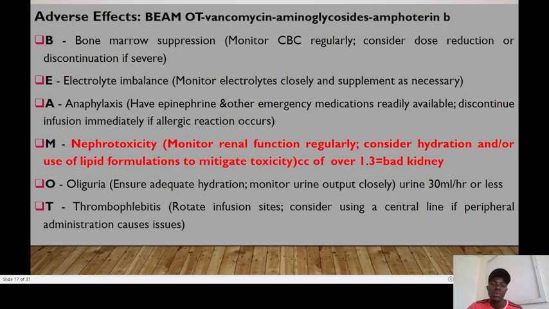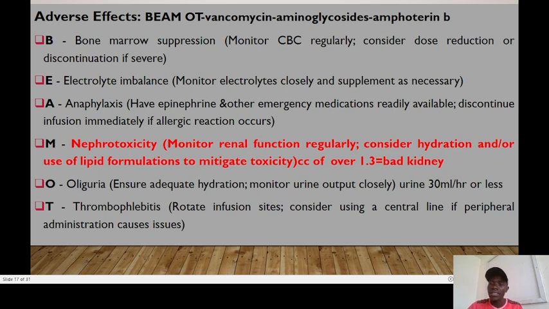So reduced urine output means, on average for an adult, you expect at least the patient to be having an output of around 30 mils per hour. Okay, so if it is 30 or less, that will show that actually there's a problem with the kidney. That's a bad kidney, guys. So when you look at the BEAM OUT, the B stands for bone marrow suppression. So as a nurse, you have to monitor the complete blood count regularly, consider dose reduction or discontinuation if severe.